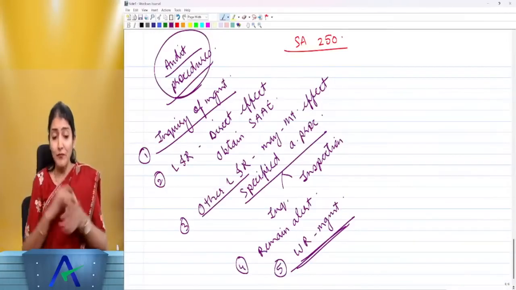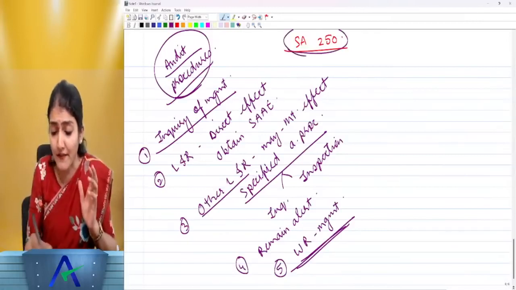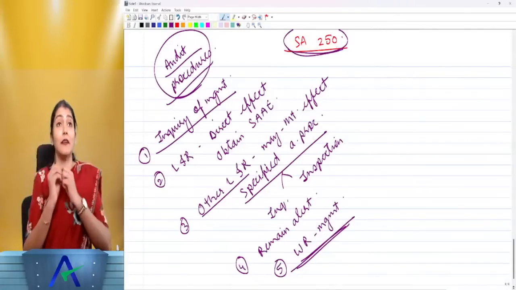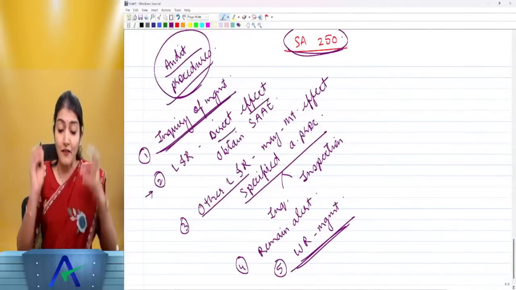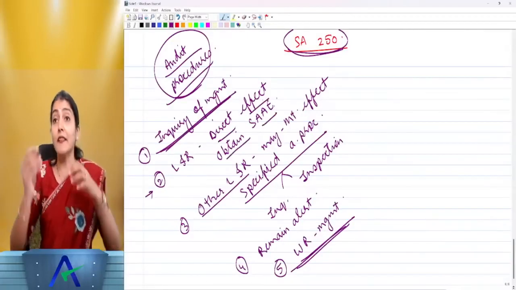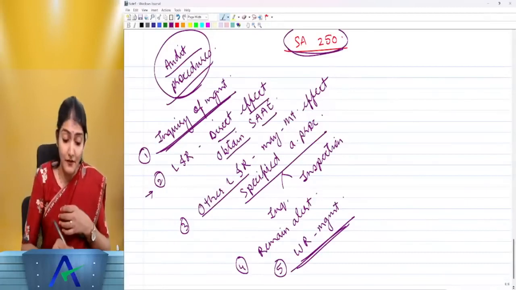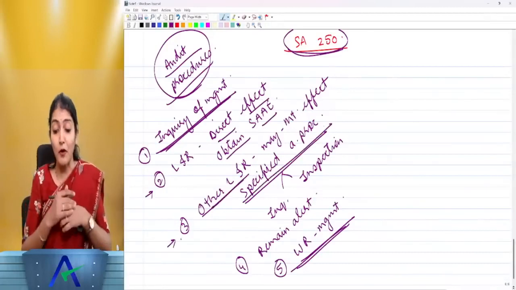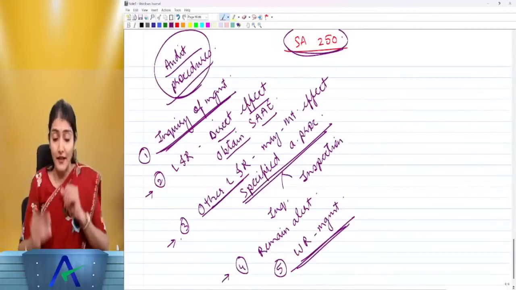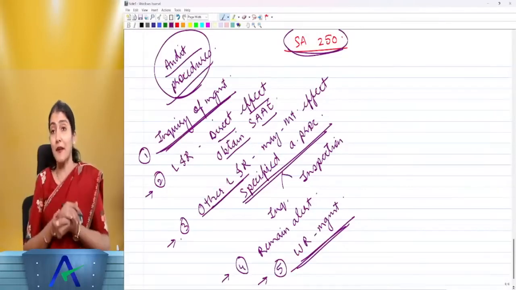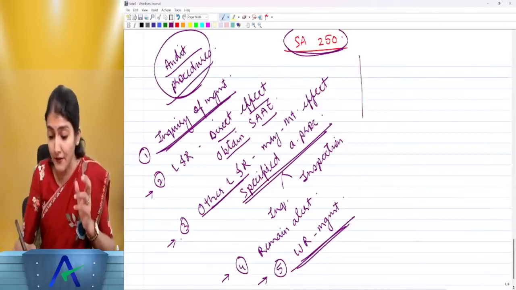The audit procedures for SA 250, right? Laws and regulations. Inquiries of the management; then for laws and regulations which have a direct effect, you obtain sufficient appropriate audit evidence. For other laws and regulations, you perform the specified audit procedures, then you remain alert throughout the audit, and you also obtain the written representations from the management. Is it clear to all of you?